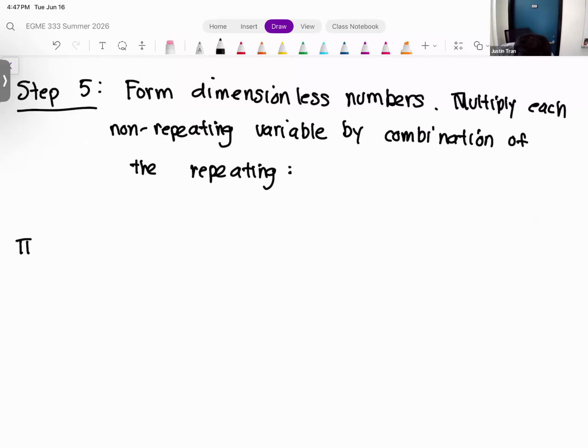To illustrate this, we're going to form pi 1. Pi 1, our first dimensionless number, our first pi term, is going to be the pressure drop, delta P. Your non-repeating variables are always going to have an exponent of 1, so don't make things complicated. Keep the exponent 1 here. This is our non-repeating variable. We're going to multiply that by our 3 repeating variables, but with unknown exponents: D raised to the a1 power, times V raised to the b1 power, times our density raised to the c1 power.